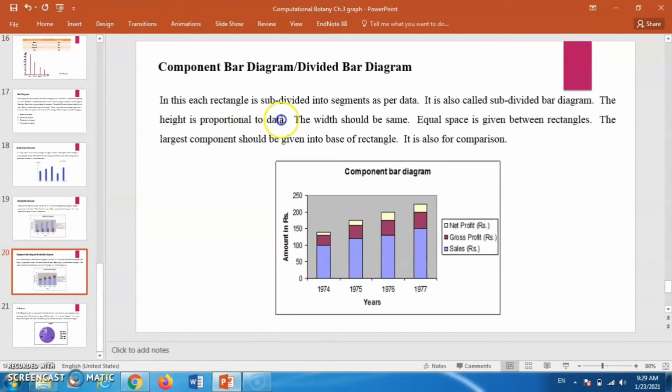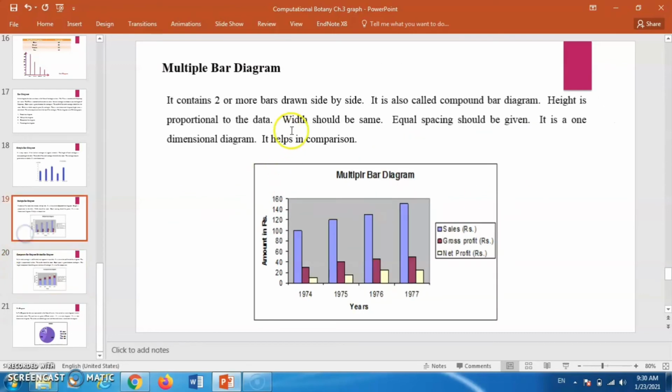Okay, let's see the component bar diagram, or divided bar diagram. In this, each rectangle is subdivided into segments as per the data. It is also called a subdivided bar diagram. The height is proportional to the data. The width should be the same. Equal space is given between rectangles. The largest component should be given at the base of the rectangle. It is also for comparison.